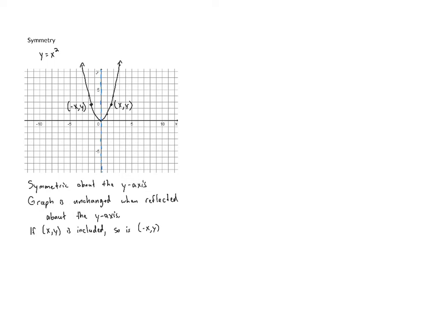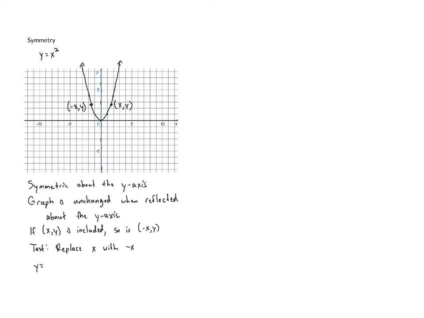And there is a test that we can use if we want to know if a graph is symmetric about the y-axis, but we don't want to actually go through the process of graphing it. There's a test that we can use with the equation to see if it exhibits this symmetry. And the test is as follows. We replace x with the opposite of x in the equation, and once we've done that, we check to see if the new equation is equivalent to the original one.